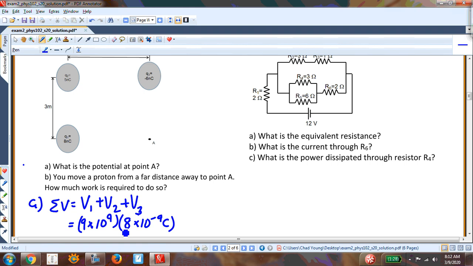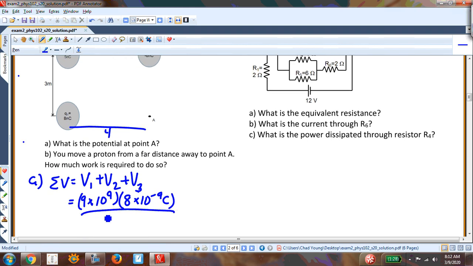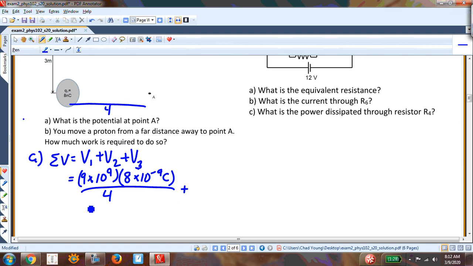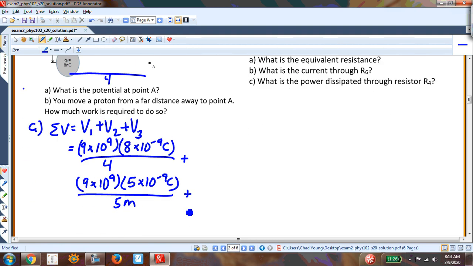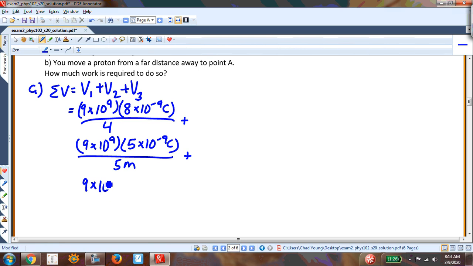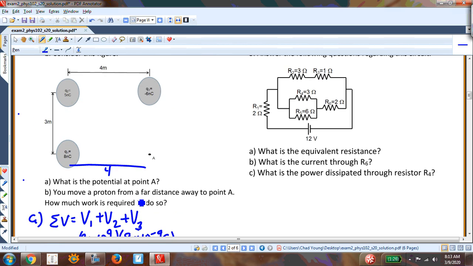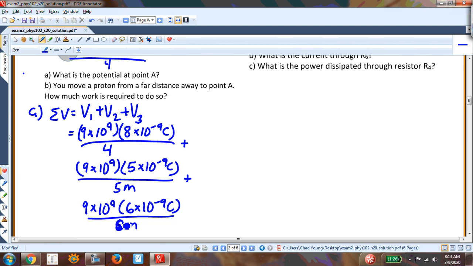And then this distance is 4 meters. So it's divided by 4 plus 9 times 10 to the ninth, Q2 was 5 times 10 to the minus 9 over 5 meters plus Q3 was 6 nanocoulombs divided by 6 meters. I think, wasn't it 6? Oh no, 3 meters, excuse me.